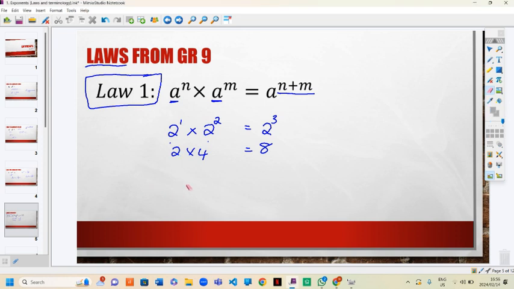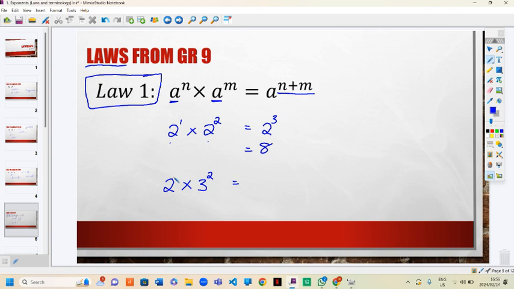Right, let's try another example. Let's try this one: 2 multiplied by 3 squared. Do I have same bases here? No, I don't have same bases here. So I can't multiply the bases, and I can't add my exponents.